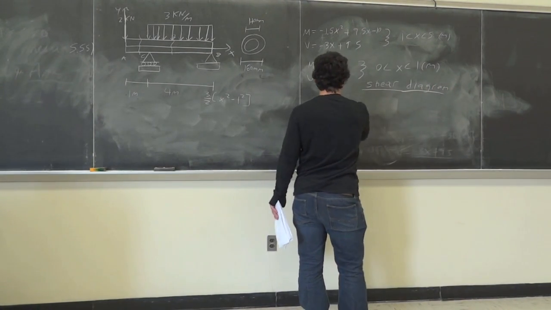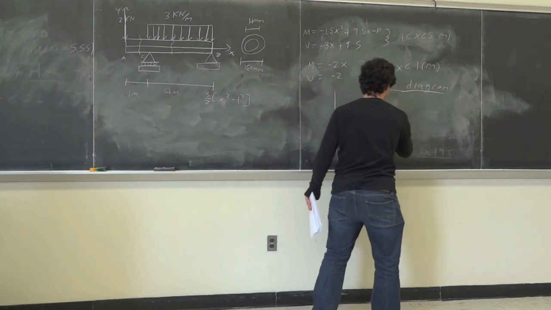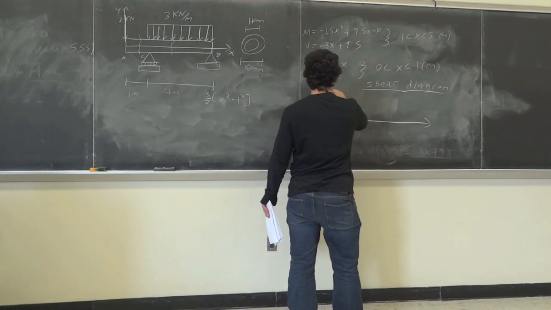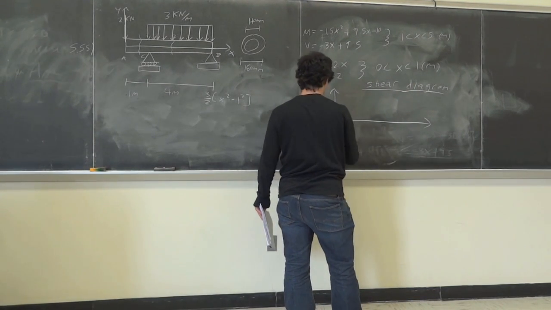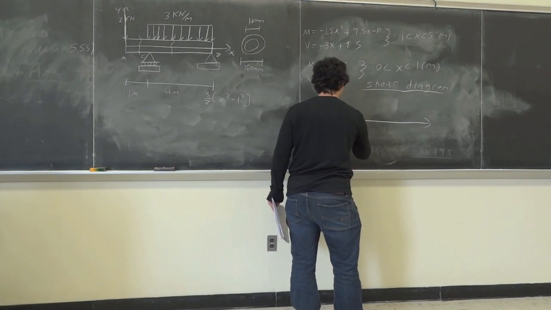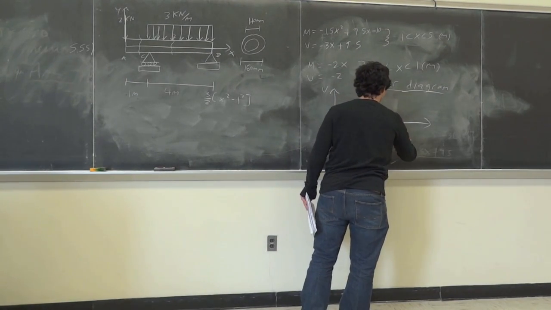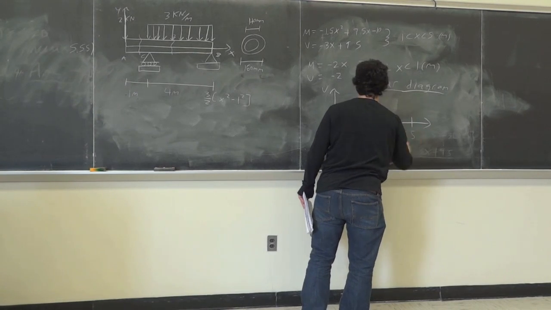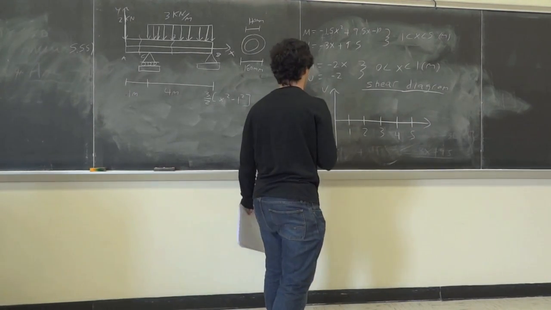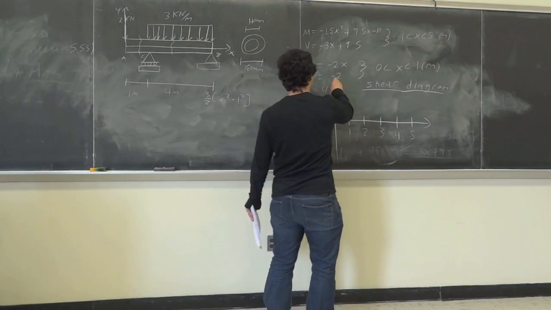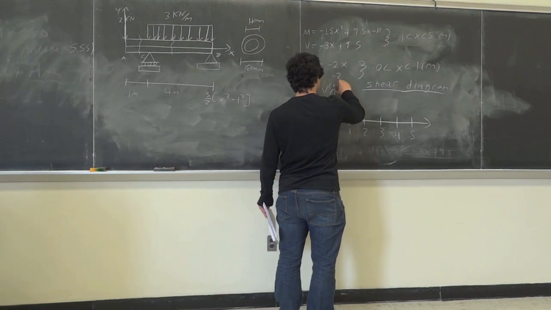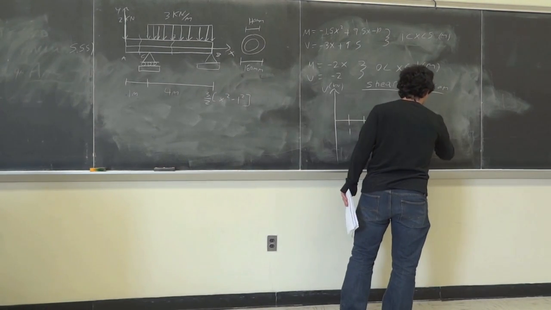Okay, the shear diagram looks like this. So you have 1, 2, 3, 4, 5. All right, so what are we going to label? This is in kilonewtons, by the way. This is kilonewtons. This is in meters. X is in meters.